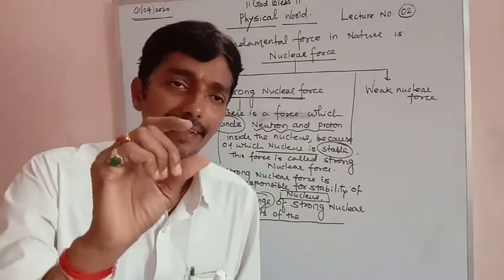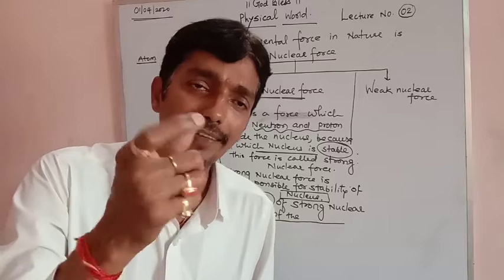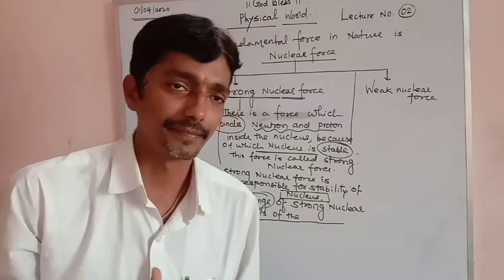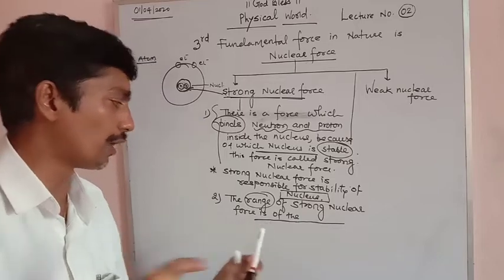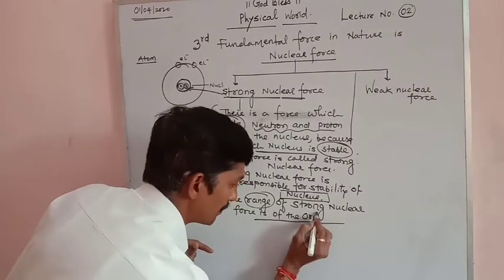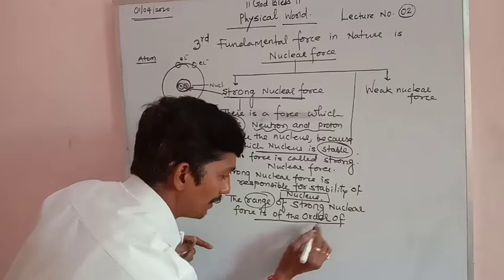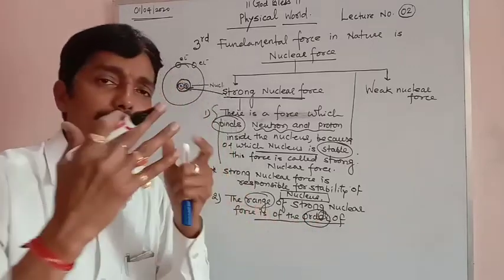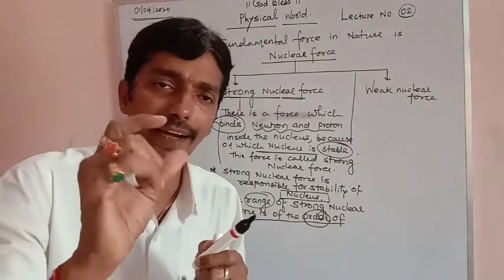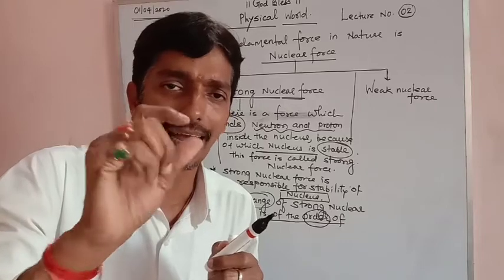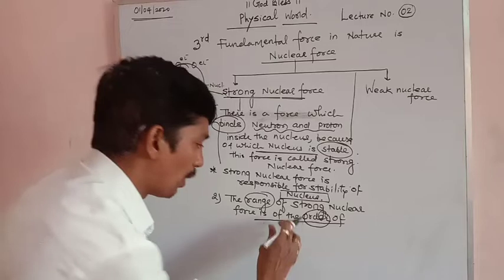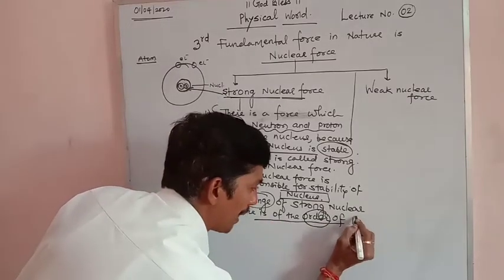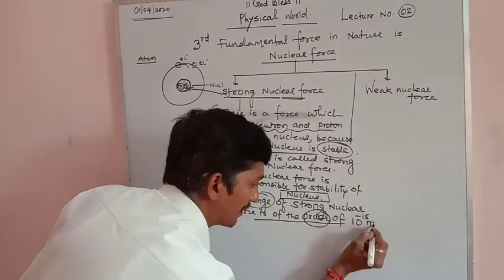We always write order in terms of 10 power. Whenever in physics we write "order of", it means "of the order of". So whenever I use the word order, I am interested in writing what the value actually is in terms of 10 power. So it is of the order of 10 power minus 15 meter.